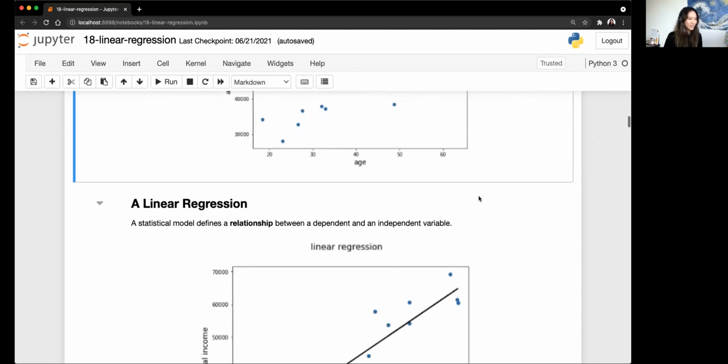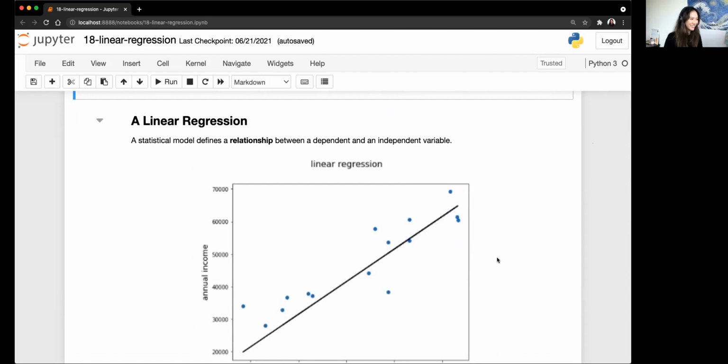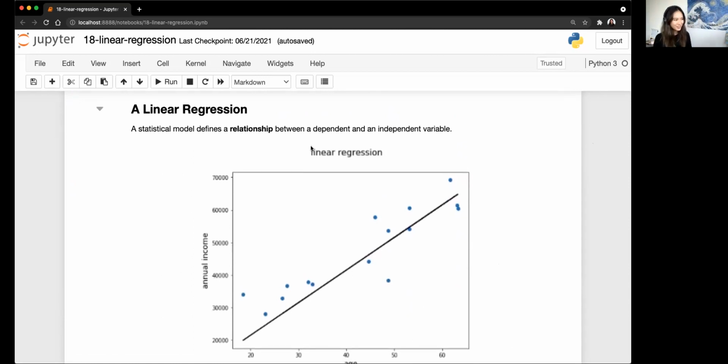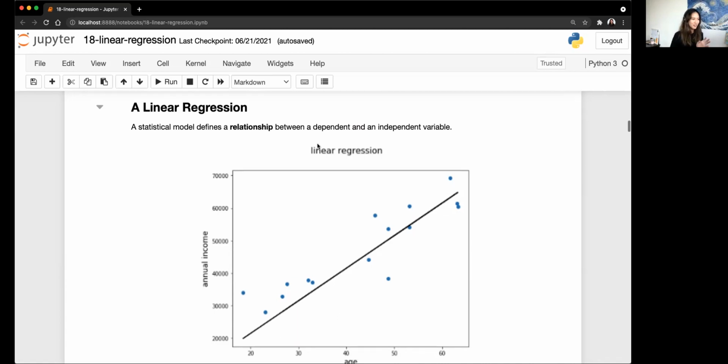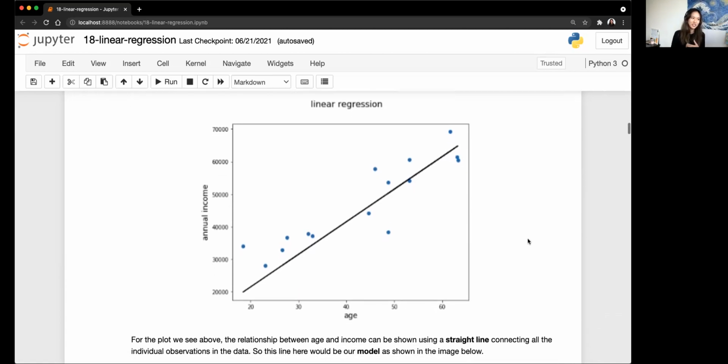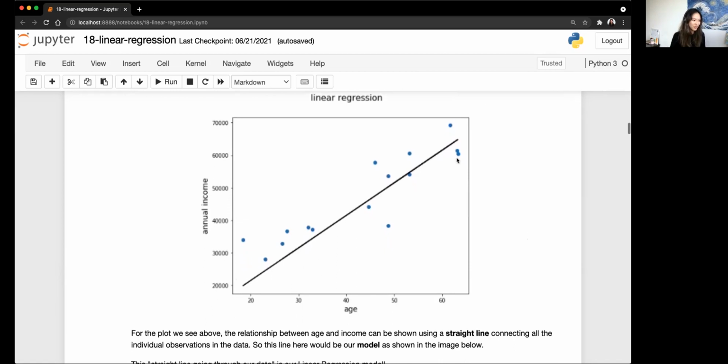All right, so now to finally talk about linear regression. A statistical model will basically define a relationship between a dependent and an independent variable. This statistical model of a linear regression defines a linear relationship between age and annual income, meaning that the relationship can be described with a straight line. So we can see here the relationship between age and income can be shown using a straight line connecting all the individual observations in the data.